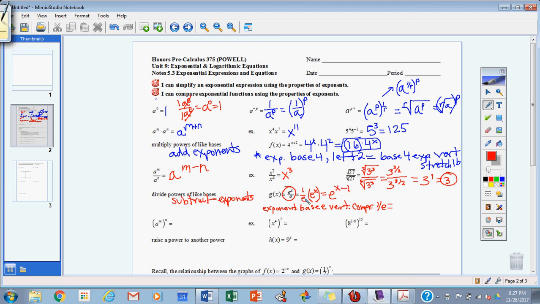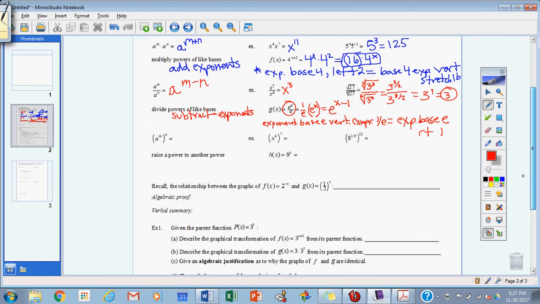Now, if I was in class with you right now, we would probably go graph these to show that they're the same. Okay, but they are the same. So e to the x minus 1 is the same as this right here. So basically, what is the exponential base e vertical compression of 1 over e equal to? That's basically the exponential function base e shifted right 1. Okay, so all of that hopefully is kind of going together there, and that's making sense.